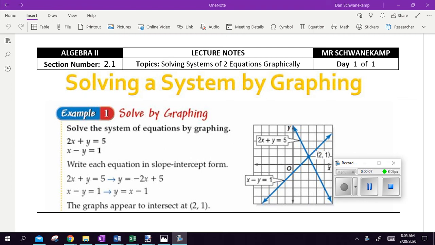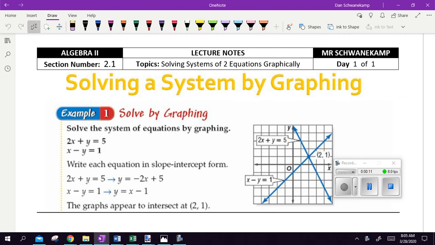Today we are starting our second unit. This is solving systems. This chapter is all about solving systems. When we talk about systems, it's just a fancy way of saying that there's more than one equation. We're going to do this in a lot of different ways. You probably did this in Algebra 1, but we're going to review it again.